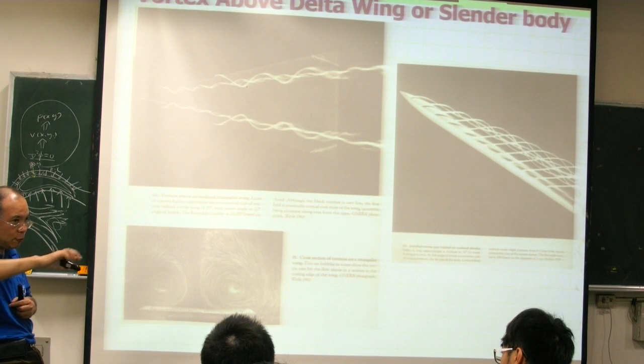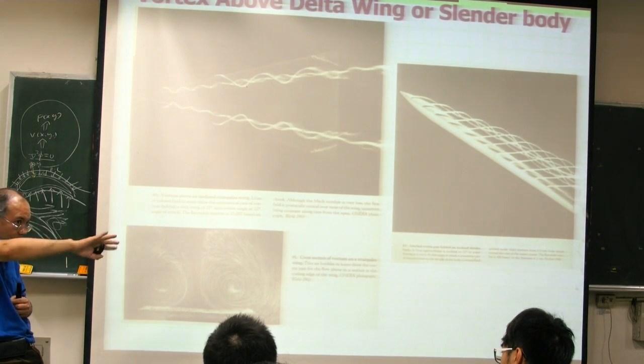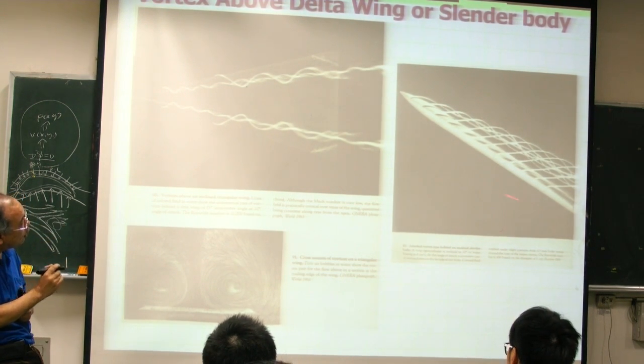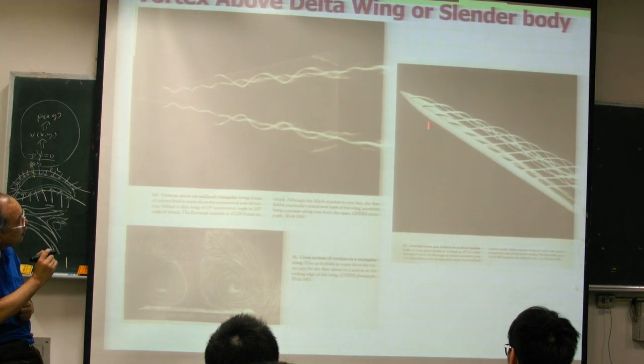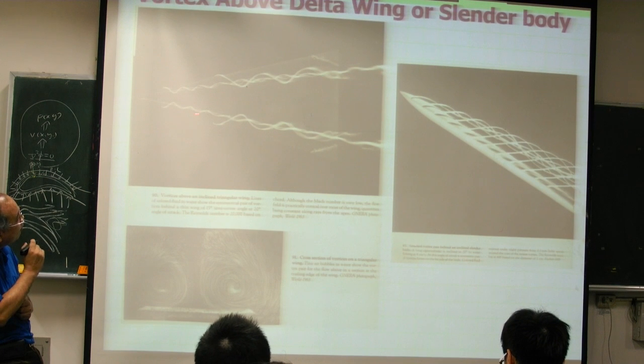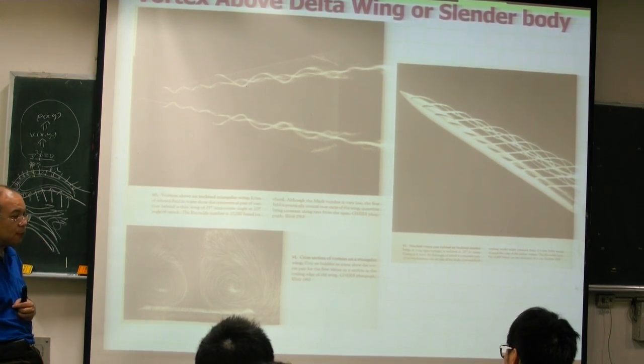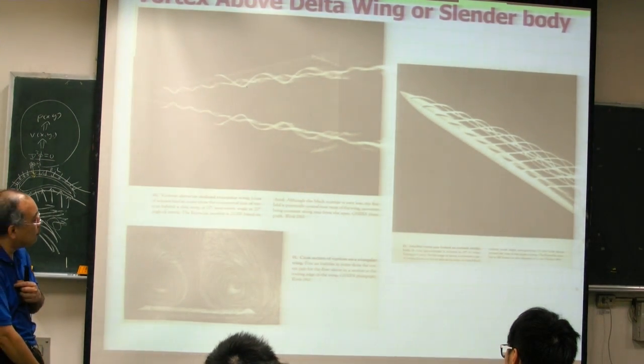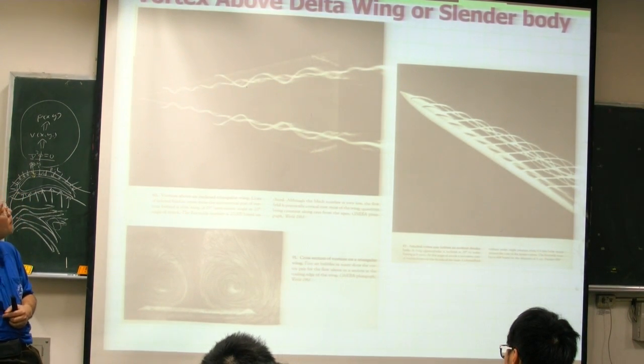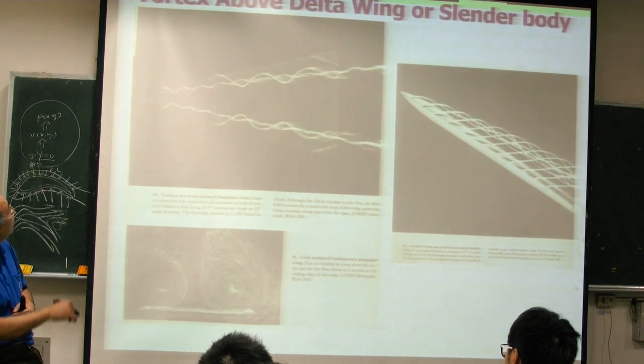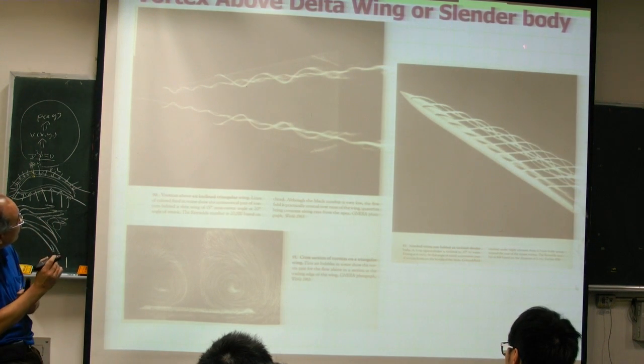And once you have this, they will start to tumble. So this is more difficult once you have this kind of flow in the missile. If you have two vortices very nearby, that will be difficult for aerodynamic control. That's the kind of vortex above the delta wing and slender body.